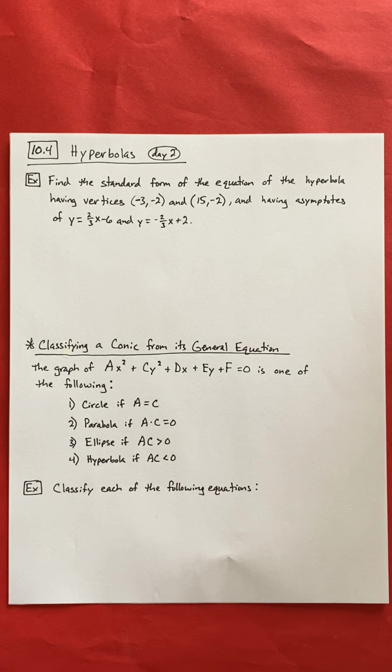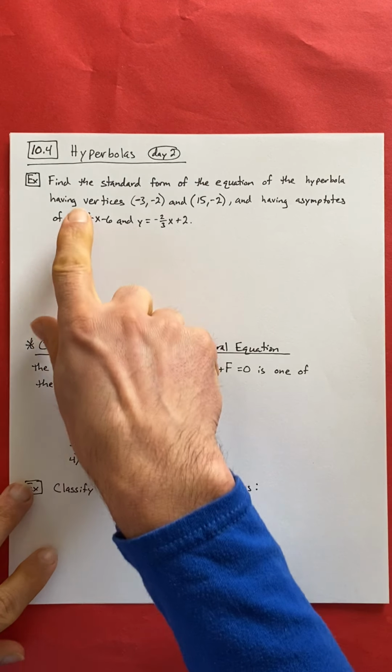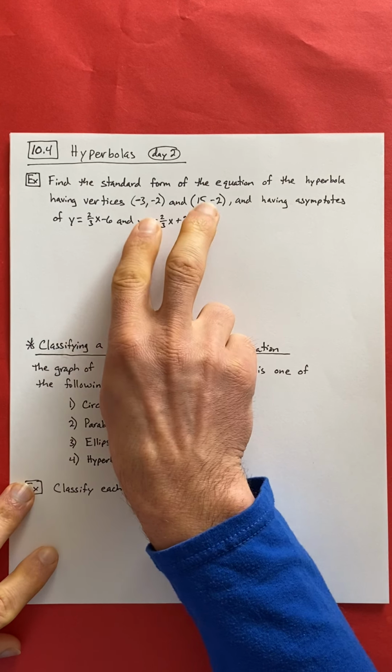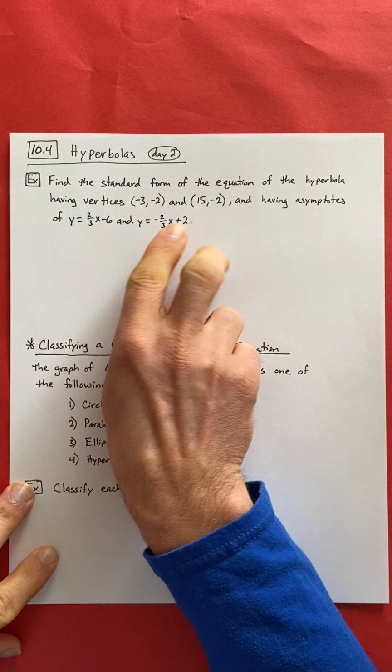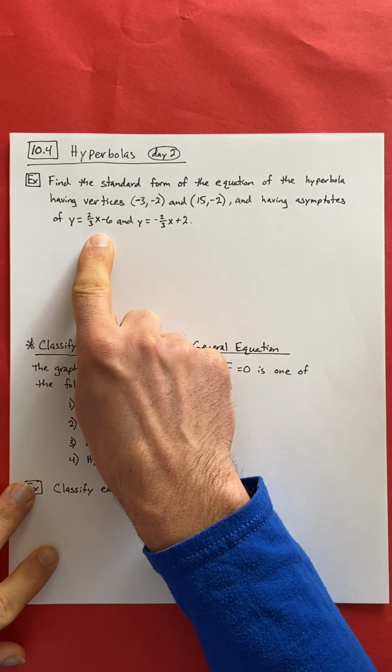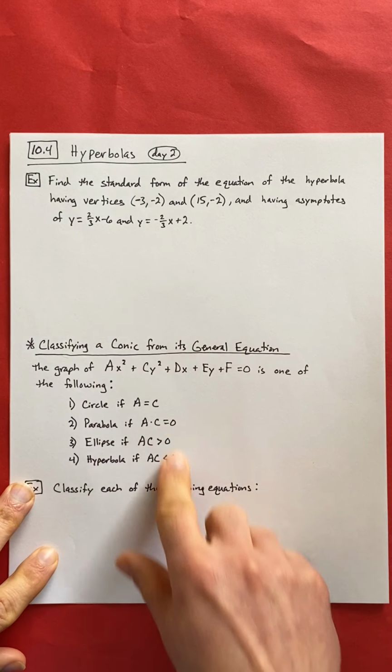But 10.4 day 2 today. So I'm going to start off with an example, and then we only have two main ideas to look at. One of them is going to be classifying a conic, and we'll get to the other one in a second. So first example, it's going to ask us to find the standard form of the equation of a hyperbola having these two vertices, -3, -2, and 15, -2, and having asymptotes of y equals 2/3 x minus 6 and y equals -2/3 x plus 2.